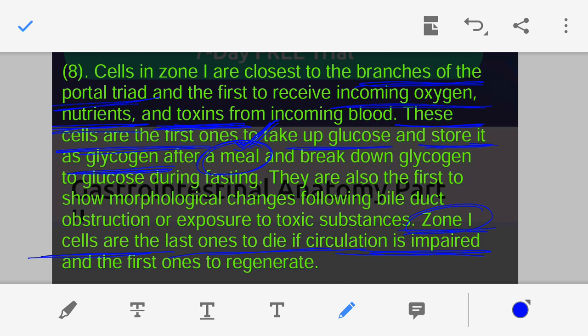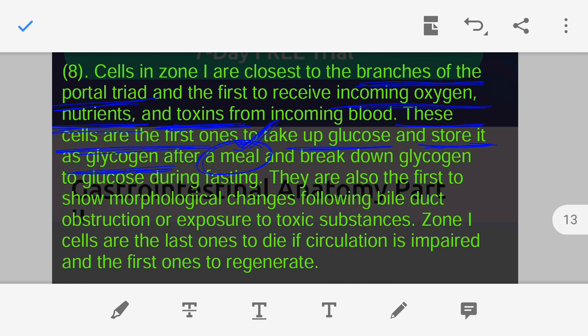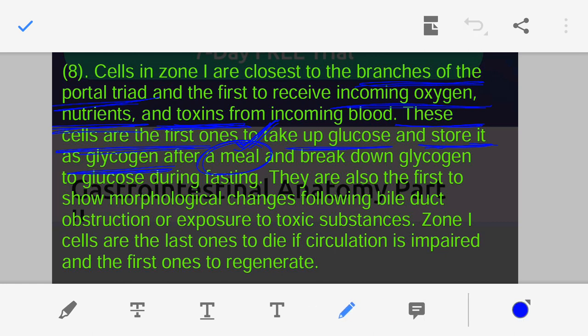Let's say a person is suffering and the person's heart is not working properly. So the heart is not able to supply the blood to all the body organs. So in that condition, the proper amount of blood is not reaching the liver. In that case, what will happen? These zone 1 cells are not going to be affected because they are very close to the portal triad. But the cells which are going to be affected are the cells of zone 3, because they are far away from this portal triad. So that is the meaning of this line.